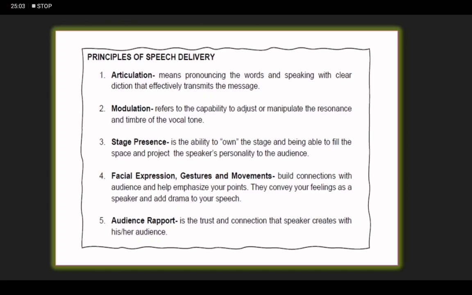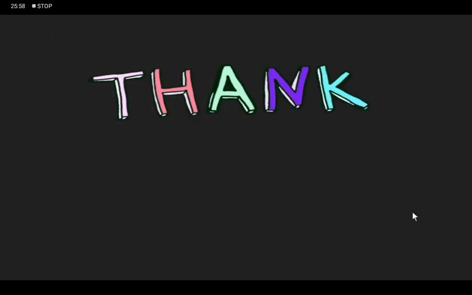And number 5, audience rapport. This is the trust and connection that the speaker creates with his or her audience. So here are the 5 principles of speech delivery: articulation, modulation, stage presence, facial expression, gestures and movements, and audience rapport.